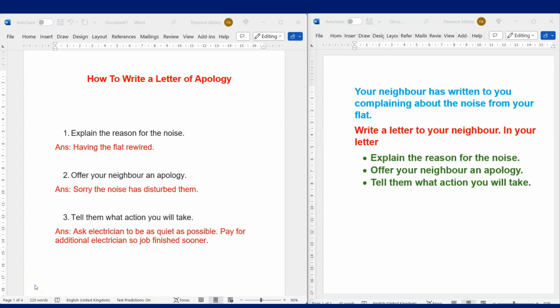Now, with only 150 words that you are going to write, you don't need to add too many ideas in each of the bullet points. Just make sure that you write about each bullet point and develop each one of them fully. Okay, so the idea that you pick up, especially if you say you're going to explain the reason for the noise, make sure that you explain them fully.